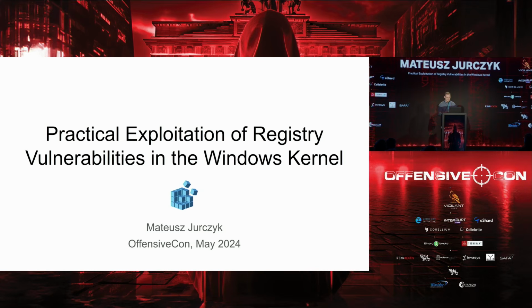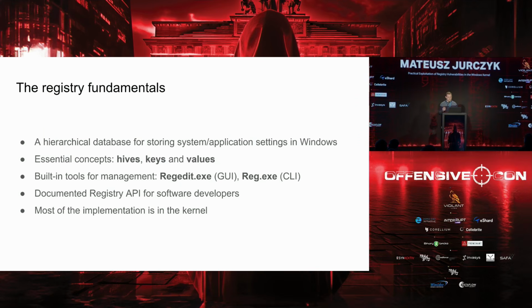So let's get started. First of all, just a very quick recap of what the registry is. It's basically a database in Windows for storing settings for system and applications. The three essential concepts are hives, which are like pieces of this database that are backed by files. Then inside of them you have keys, which have names, security descriptors. You can open handles to them and stuff like that. And inside of them you have values which actually store the data that you want to put in the registry.